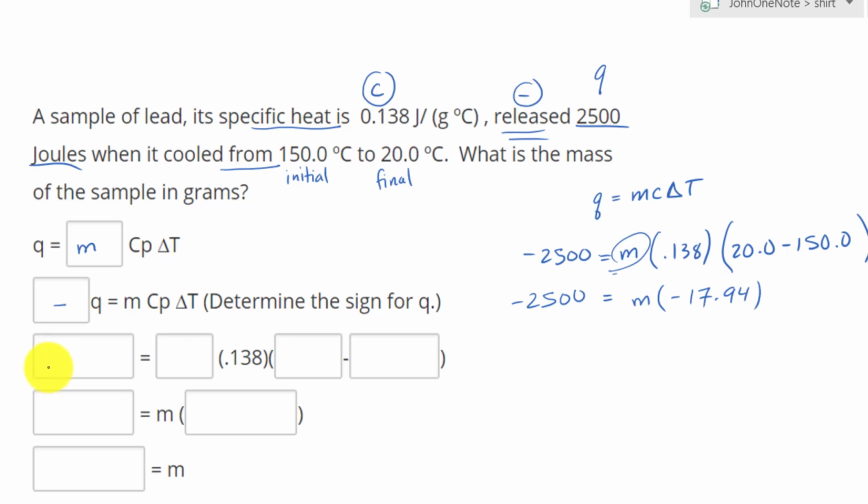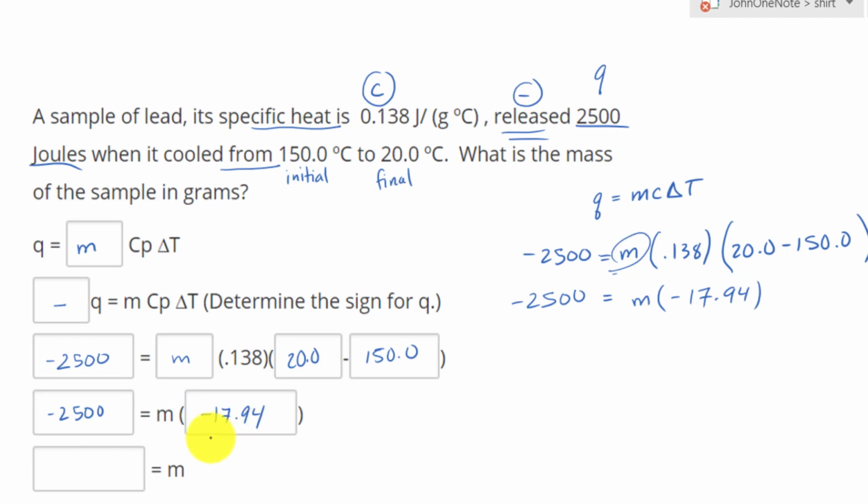Now let's plug in our answer for the next steps. Well, negative Q, and we know what Q is, so we have negative 2500 equal to M. We are looking for M, so we just put the variable there. 0.138, that is our C, times the delta T, which in this case is 20.0 minus 150.0. And then we have simplified it. This turned out to be 17.94 equal to negative 2500, the same thing as before.